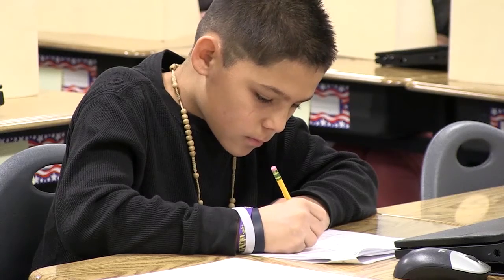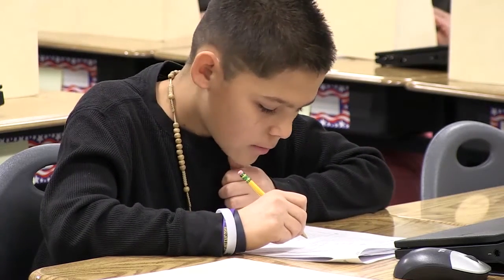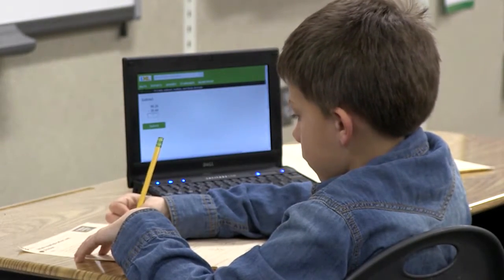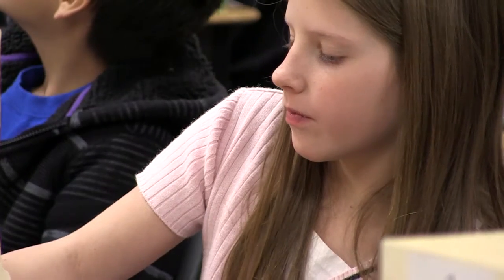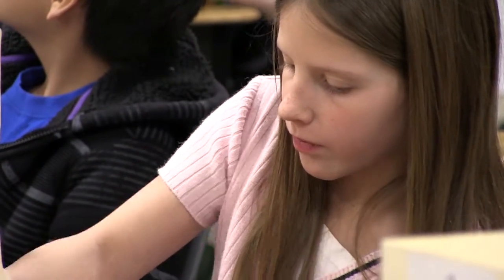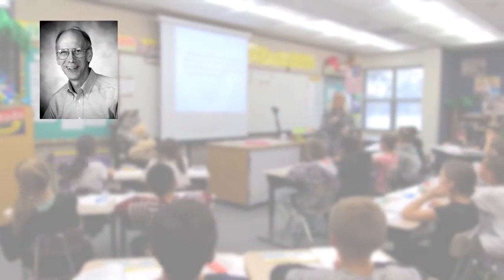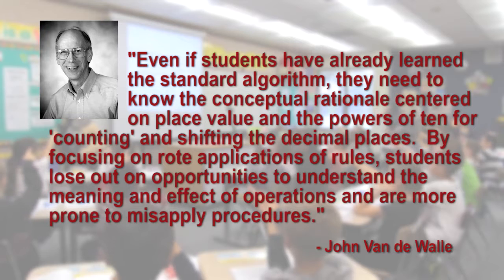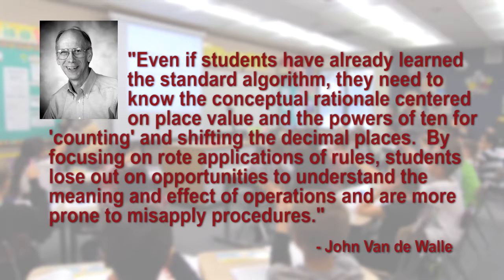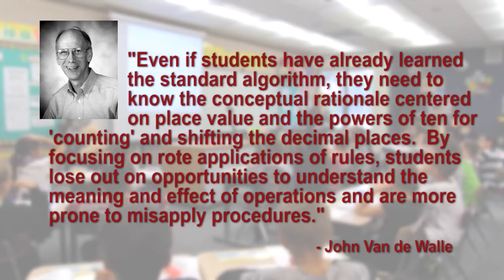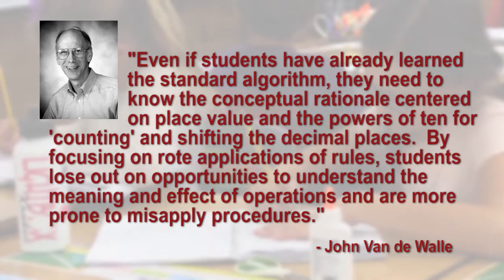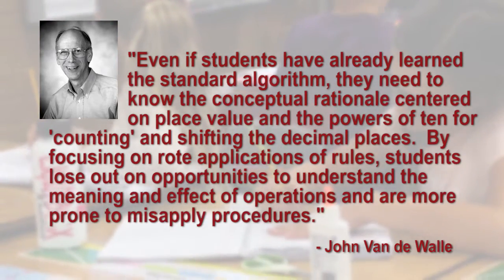If our students give us a correct answer, but are unable to explain how they got their answer or prove the answer makes sense, would we be satisfied? The answer is no. We want our students to reason with mathematics and justify their mathematical ideas. Van de Walle, a mathematician, states, even as students have already learned the standard algorithm, they need to know the conceptual rationale centered on the place value and powers of 10 for counting and shifting the decimal places. By focusing on rote applications of rules, students lose out on opportunities to understand the meaning and effect of operations and are more prone to misapply procedures.